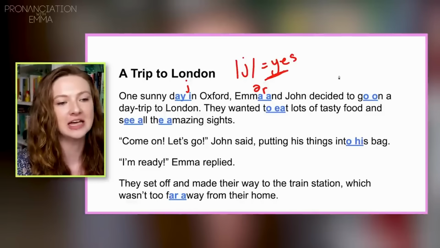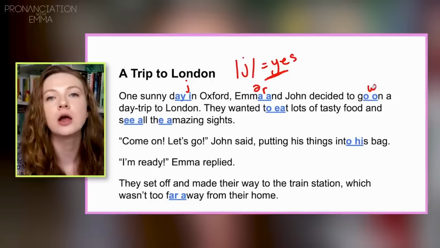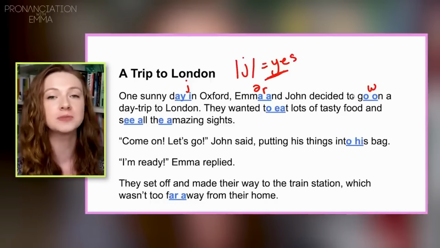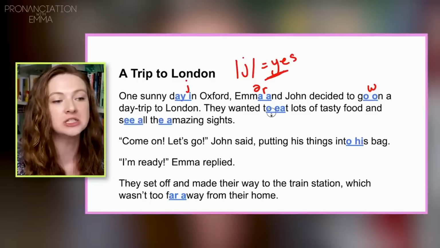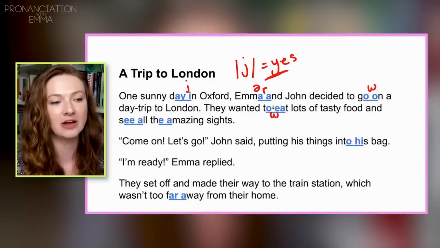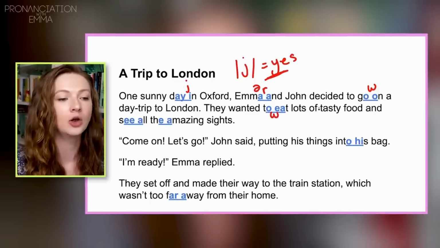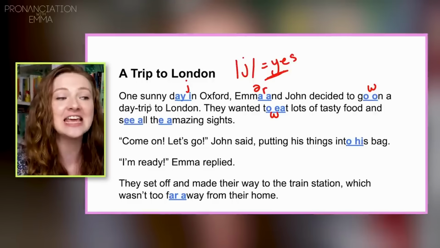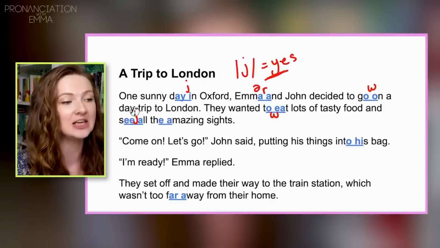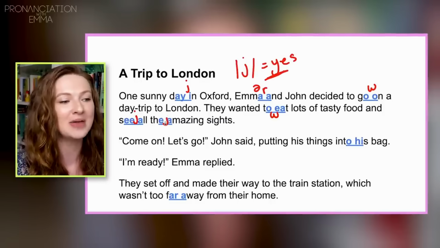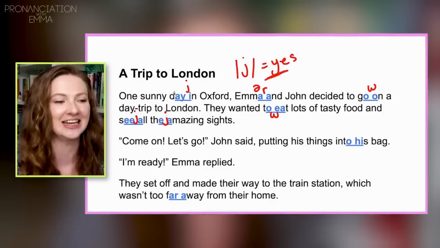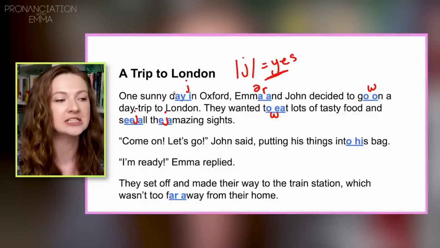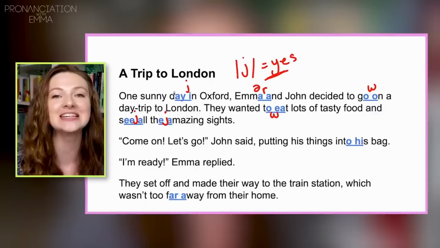Emma and John decided to go on. Go on. It's very round there. Go on a day trip to London. They wanted to eat. Very round. To eat. Lots of tasty. There's a fly. Lots of tasty food. And see all. See all the amazing. Now I'm really exaggerating here, but naturally it would sound like they wanted to eat lots of tasty food and see all the amazing sights.